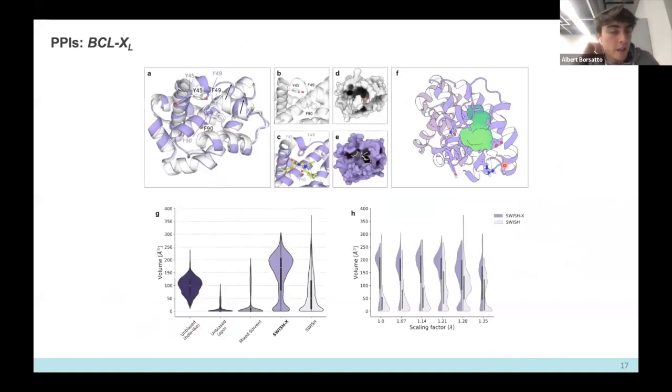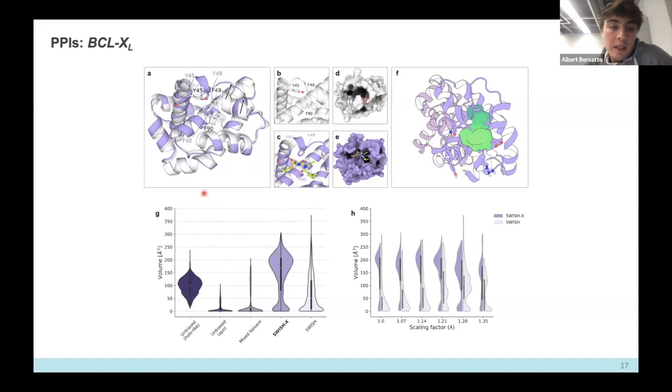So these are the results for BCL-XL. Here again, in white, you have the apo configuration of the pocket, and in purple, the holo configuration of the pocket. And you can see that, in order for the white structure to expose a cavity, you need this helix to move away and partially unfold. And you also need this phenylalanine to flip in order to expose a deeper cavity.